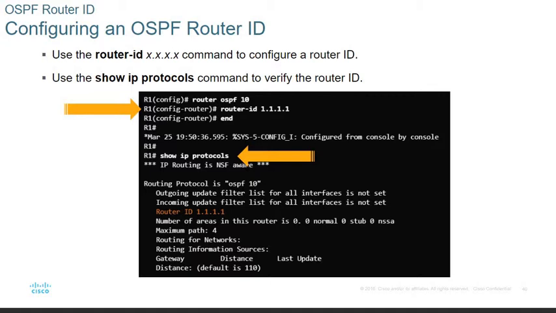OSPF Router ID. Configuring an OSPF Router ID. Use the router-id command. It is common to configure a router ID. Use the show ip protocols command to verify the router ID.